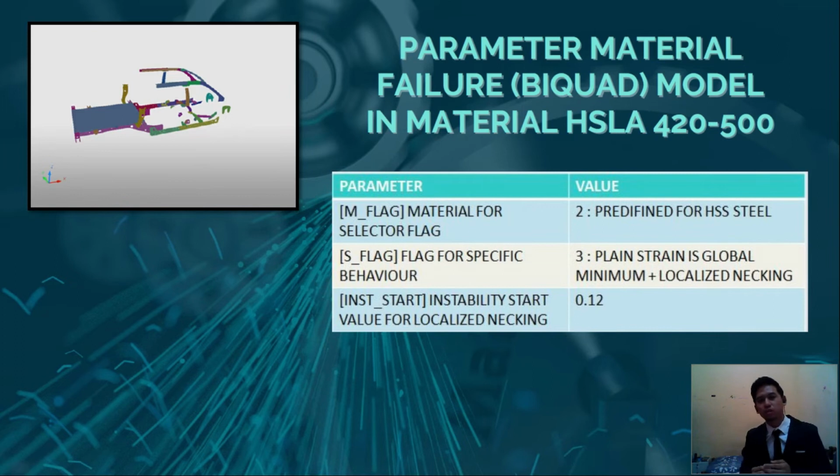Okay, so this is the next material failure model that I've changed, in the material HSLA. What it means, HSLA is high strength low alloy. Okay, you can see 500 is in the range of HSS steel. So the n value for this is 0.12. The pattern of the parameters is the same as the previous method that I've told.